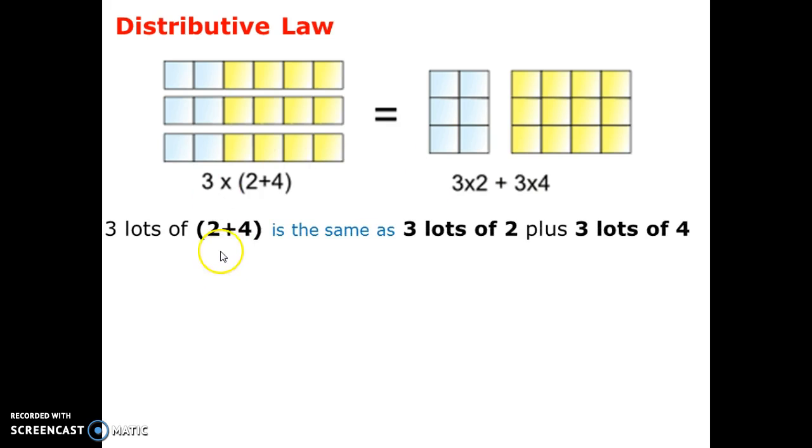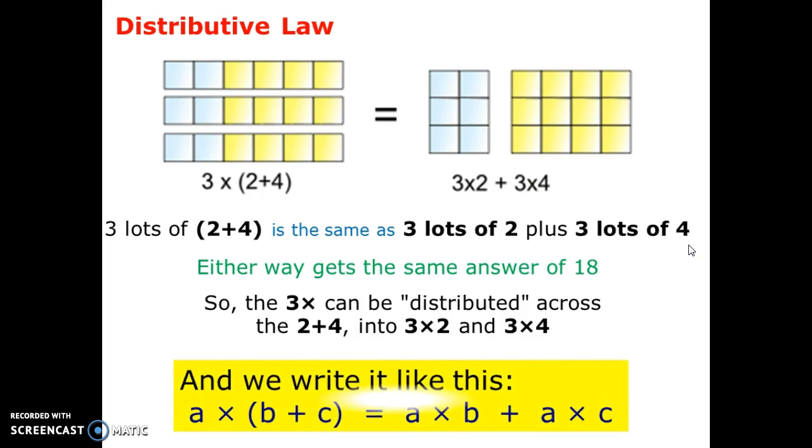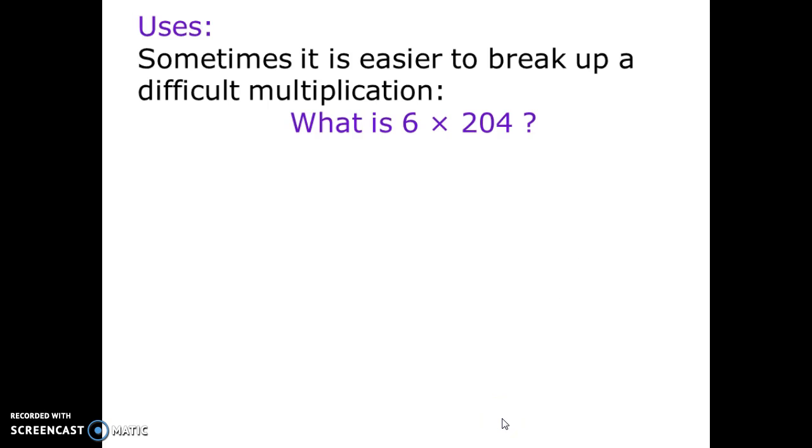So it's going 3 lots of 2 plus 4 is the same as 3 lots of 2 plus 3 lots of 4. Okay, so you get the answer of 18. So the 3 is distributed across the 2 plus 4, turning it into 3 times 2 and 3 times 4. And in algebra, we write it like this. So we have the A out the front, times in the brackets B plus C, so we're timesing it. So it's kind of like you think of an arrow, A times B, A times C, and because there's a plus there, there's a plus there.